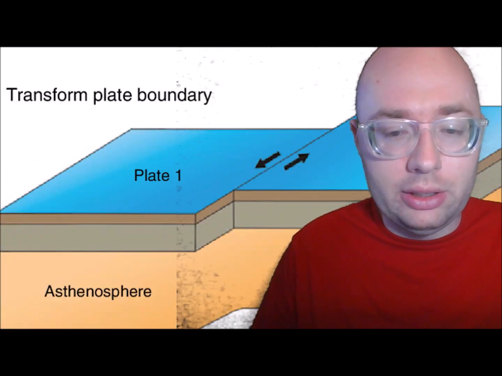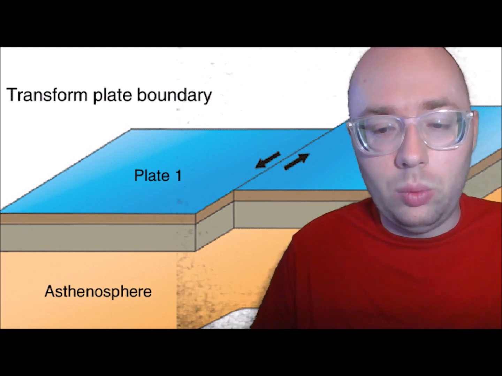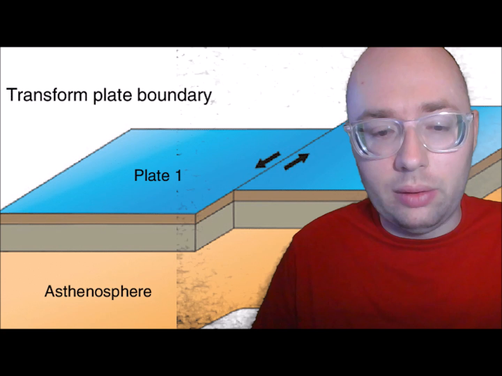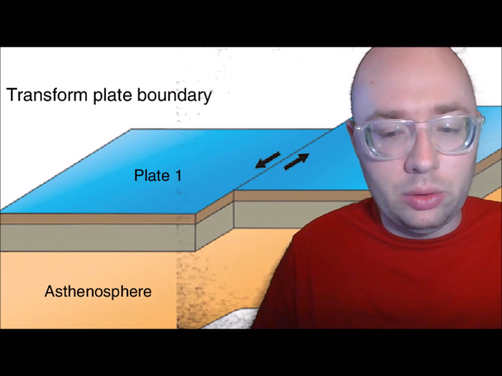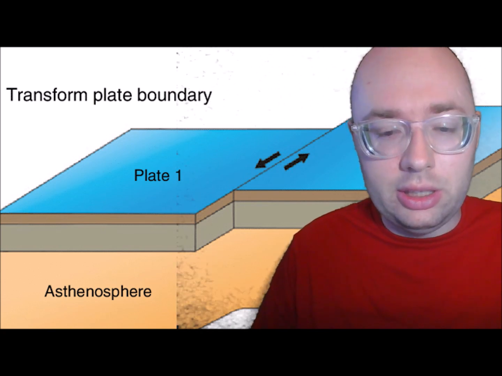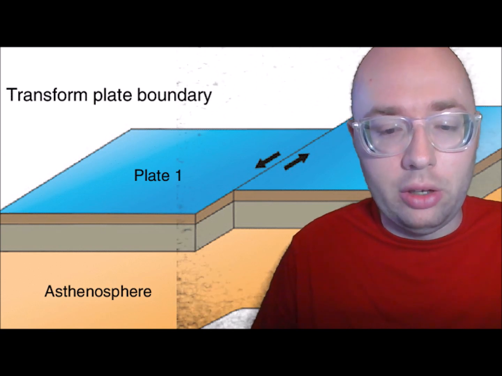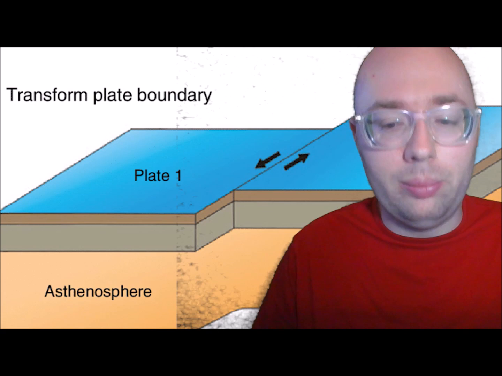Transform boundaries. A transform boundary is one where 2 plates slide past each other. These places are often called faults and can be areas where earthquakes often occur. The San Andreas Fault in California is an example of a transform boundary. New Zealand is another, more complex example.